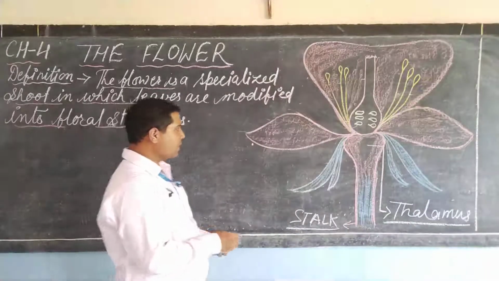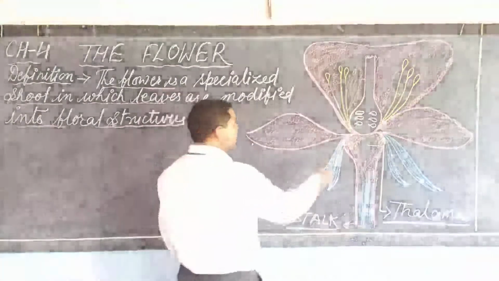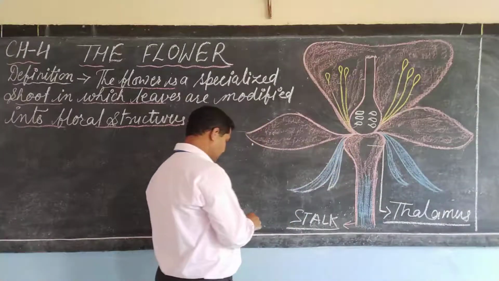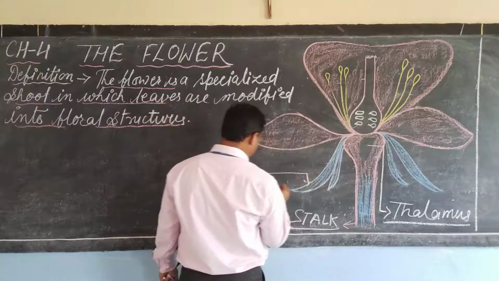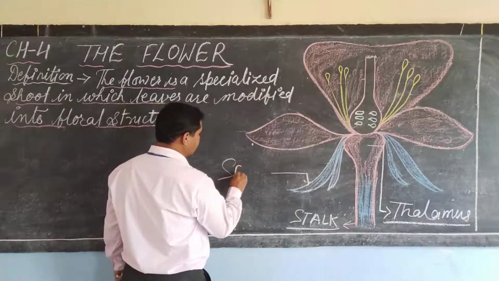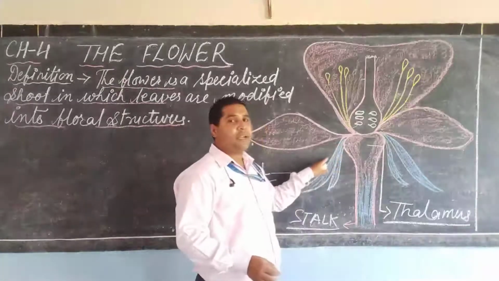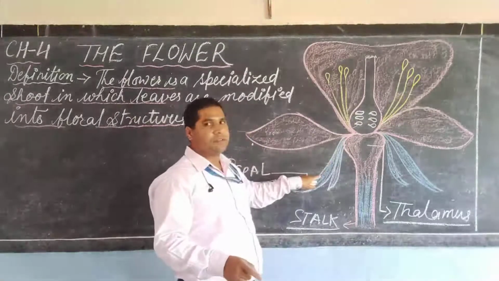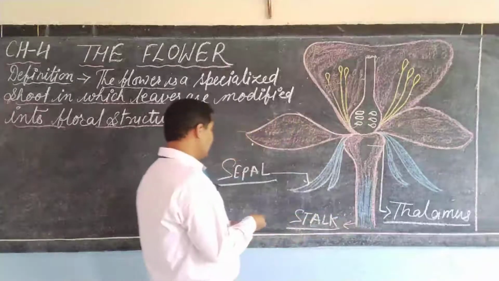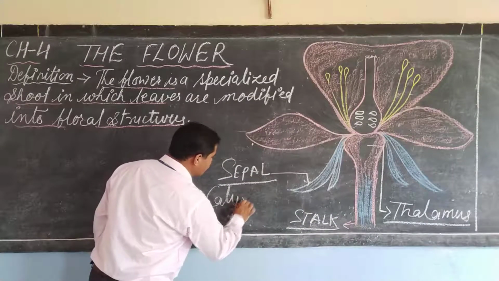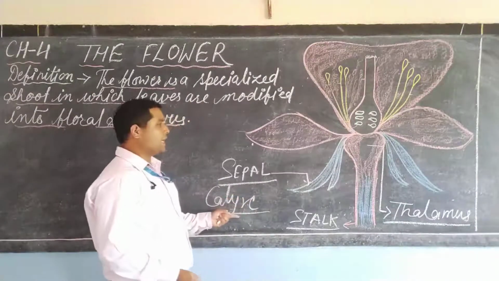Now dear student, you see here, just from the thalamus, the green color part of the flower, and this green color part is known as a sepal. The collective form of the sepal is known as a calyx.